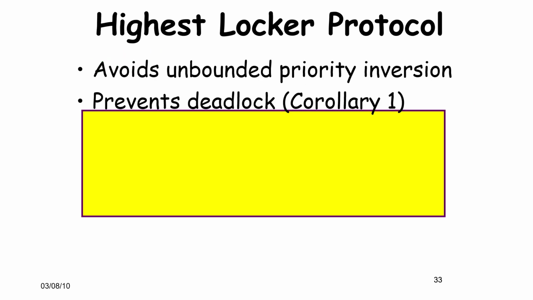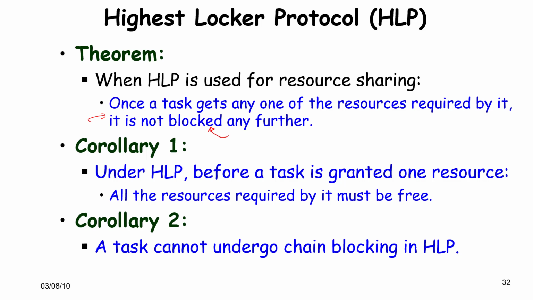The corollary to the second corollary, I'm sorry, I go back, is that given the fact that these resources are free, you cannot possibly undergo chain blocking, because the resources are free, right? So basically, you will never get blocked by a lower priority task, and that's why chain blocking is not possible. Chain blocking or unbounded priority inversion and so on is not possible, and this is an advantage.